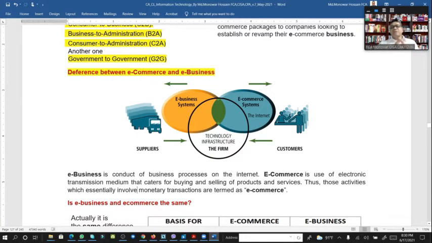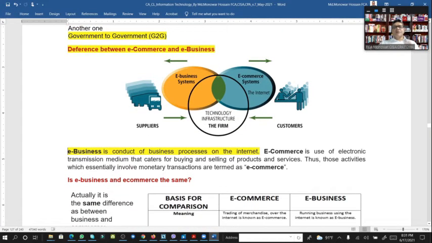E-commerce is a part of e-business. E-business is the conduct of business processes on the internet. And e-commerce uses electronic transmission media for buying and selling products and services. Those activities which essentially involve monetary transactions are termed e-commerce. So e-commerce is also part of e-business. E-business is broader in sense.